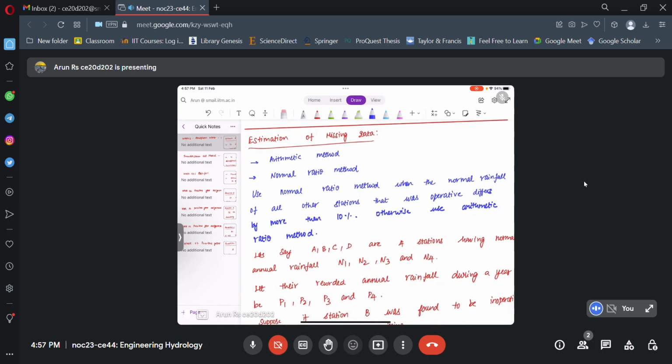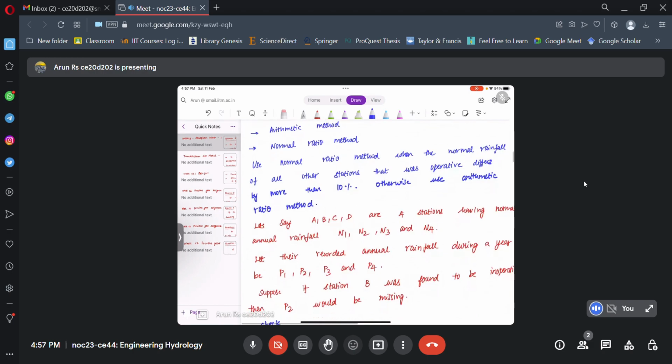So moving to the next part, sometimes the rain gauges will not be operative during some of the rainfall events. It may become inoperative or it may be damaged, and in that case we need to estimate the rainfall that happened in that particular station. So for estimation of missing data, we have two different methods. One is the arithmetic method and another one is the normal ratio method. So when to use which method?